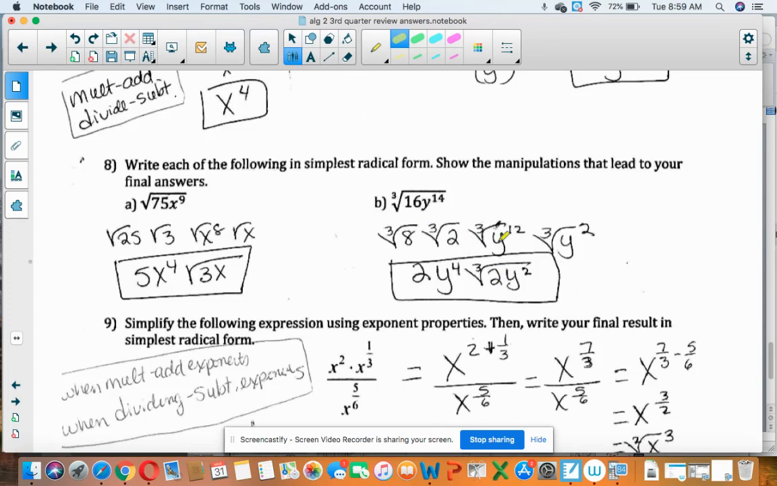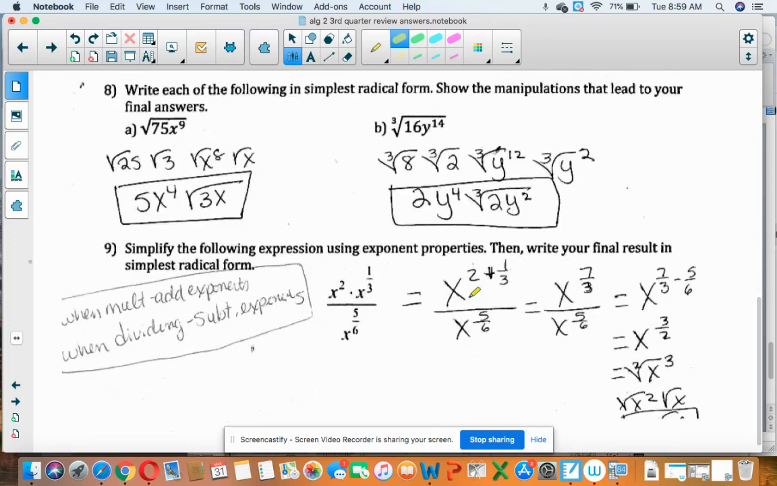And then when I'm doing it with the exponents this time, I need to break it down to the biggest number that's divisible by 3. So the 14 breaks down to 12 and 2. The cubed root of y to the 12 is y to the 4th. And then the y squared stays as a cubed root.